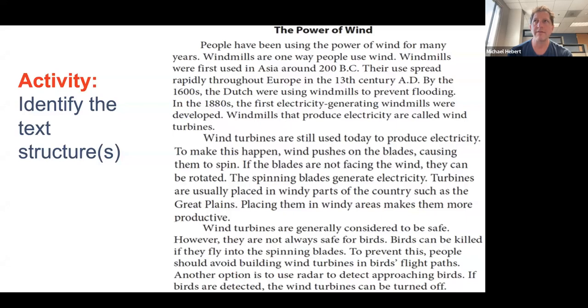Do you think that a lot of textbooks, or do you think authors might use multiple text structures often in their writing? I think Kate mentioned earlier she thought that she saw that in textbooks previously. But did looking through this and thinking about the text structures help you think about the information in any particular way?